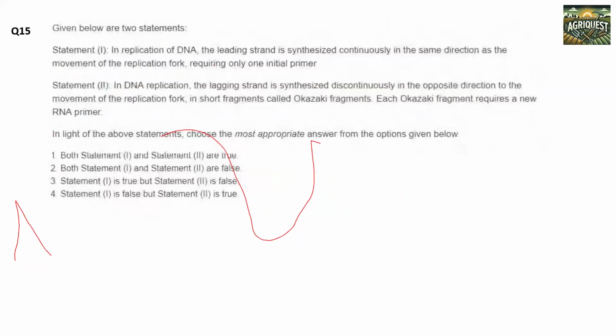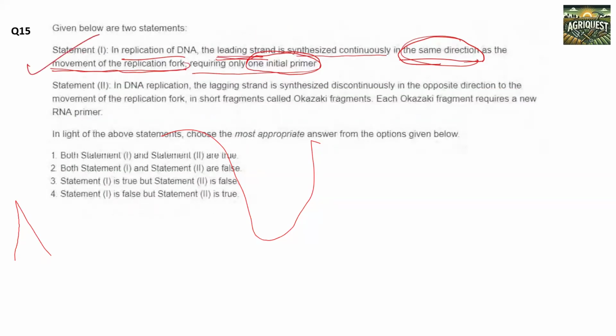Question number 15. In replication of DNA, the leading strand is synthesized continuously in the same direction as the movement of the replication fork and requires only one initial primer. The important term here is that one initial primer is required. The movement is in the same direction as the movement of the replication fork, and this is the leading strand. So statement 1 is correct.